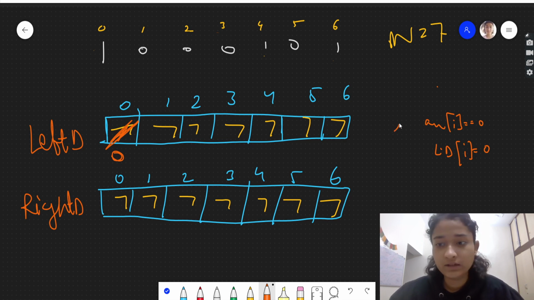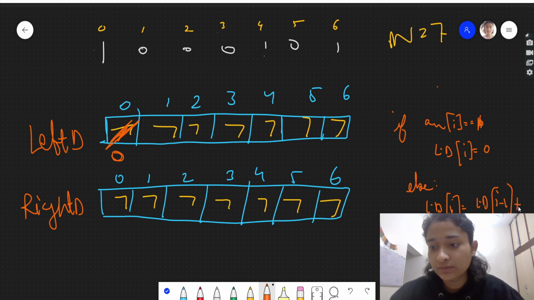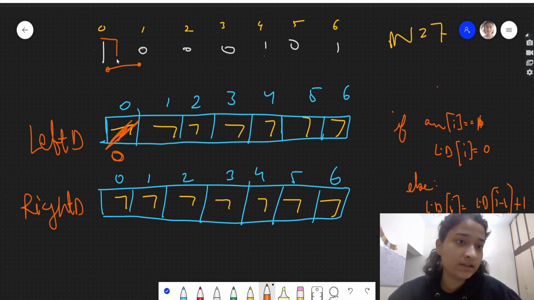That is, if it is 1 over here, 0 will come. Else what we need to do is, the distance will be left distance of I minus 1, plus 1. Why plus 1? Because this is one distance, na? We are taking the previous value and we are adding 1 to it. So what is the distance till the previous value? Plus 1. So here it's 0, so here it will come 1. So see, the distance between this 0 and the closest one is 1.